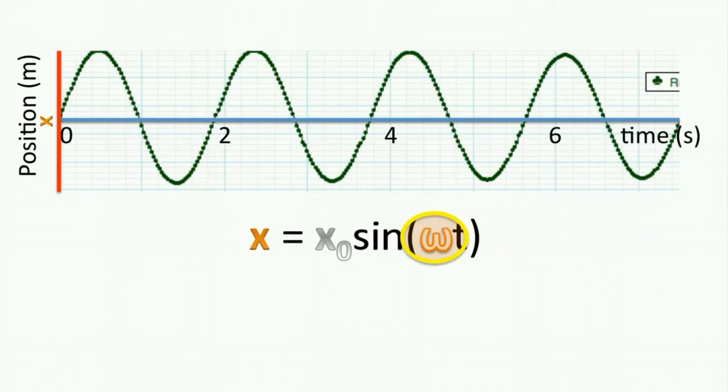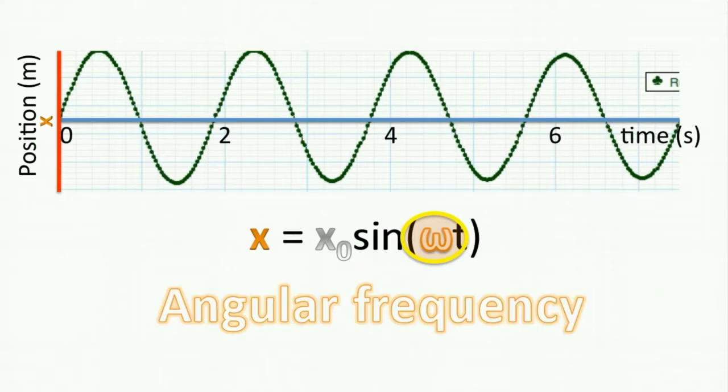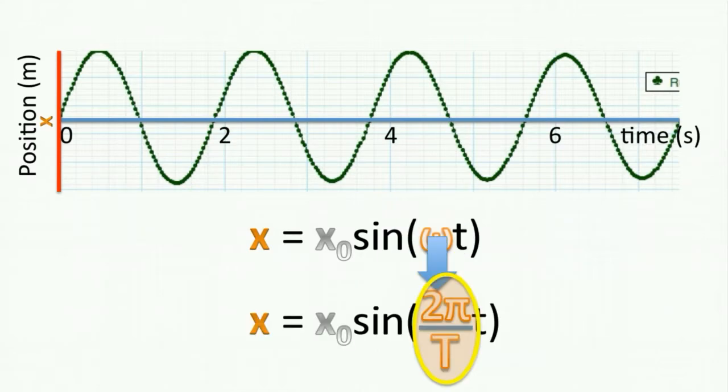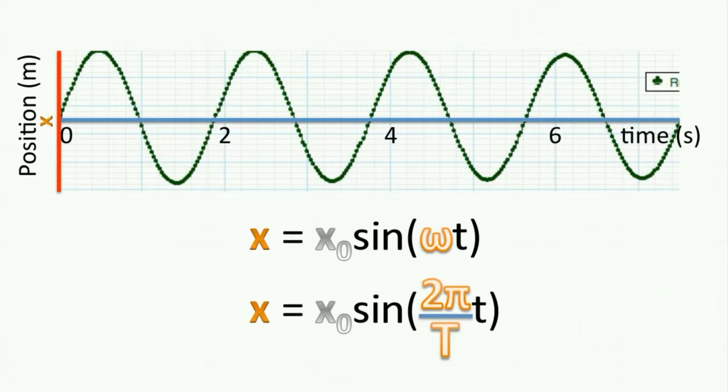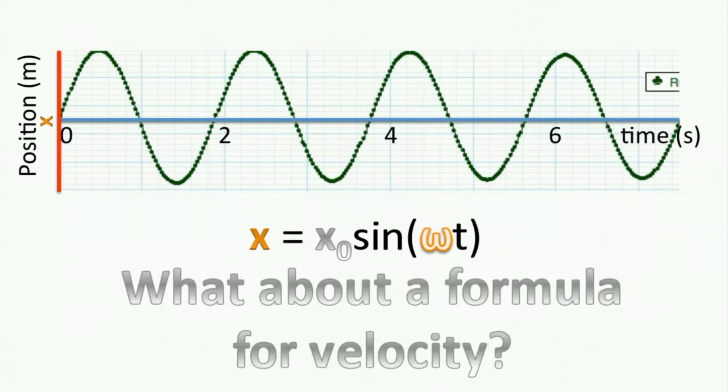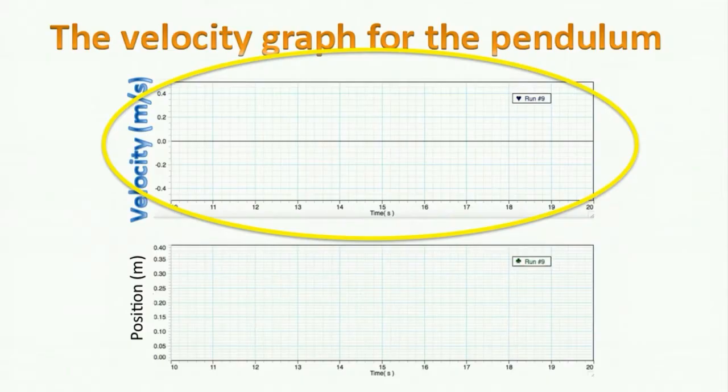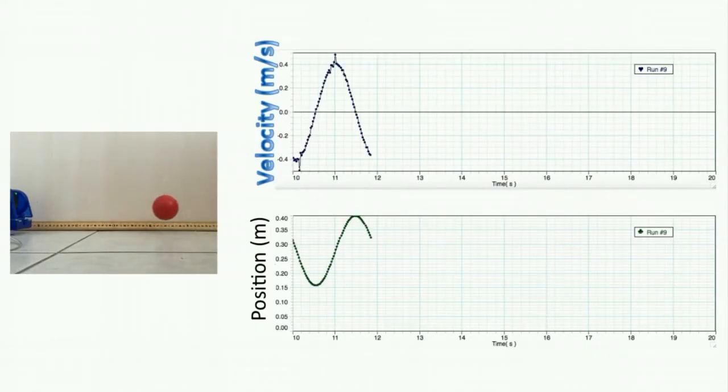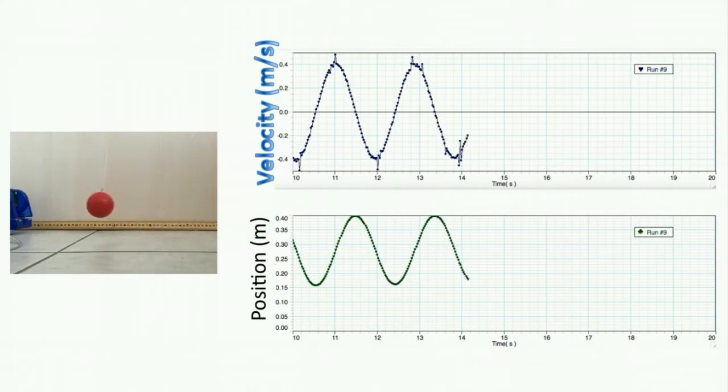Well, we're going to stick with the sine representation, and now we're going to explore what that symbol means, omega. Omega is called the angular frequency. It's represented by the expression 2 pi over the period. And that can be rewritten like that, or sometimes you can see it written like this. So what about a formula for velocity? In a moment, I'm going to ask you to focus on the velocity time graph. So here's the velocity time graph created by the motion sensor.